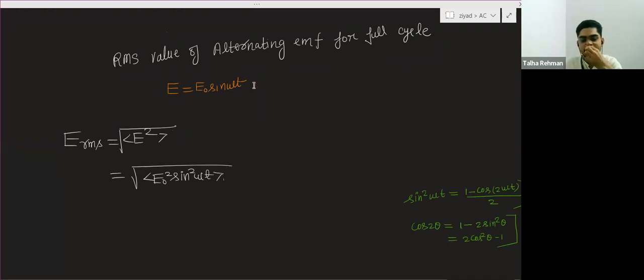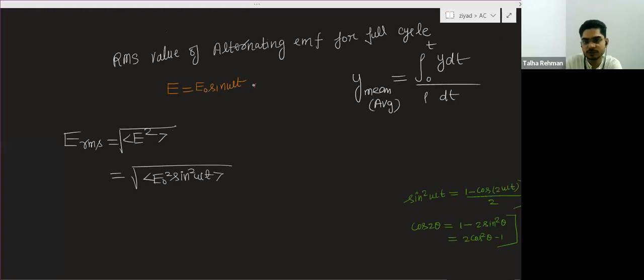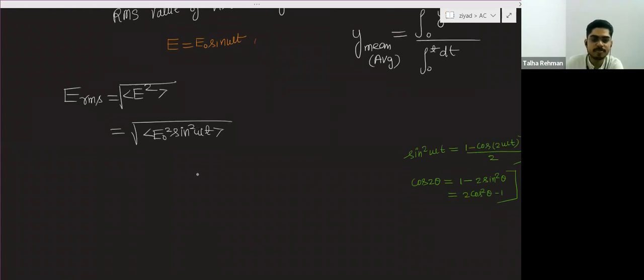So how do we calculate the mean of any function? Suppose I want to calculate the mean of y, or you can say average. This mean is also known as the average value. So what we do is integrate over time. Suppose from 0 to T, it will be the integration of y dt from 0 to T, divided by T. So this value is the average of E naught square sine square omega t.